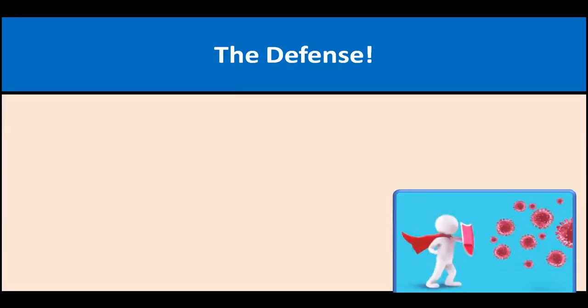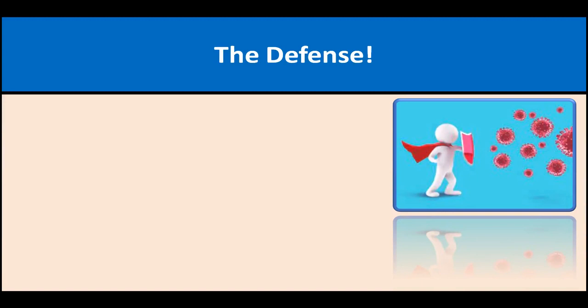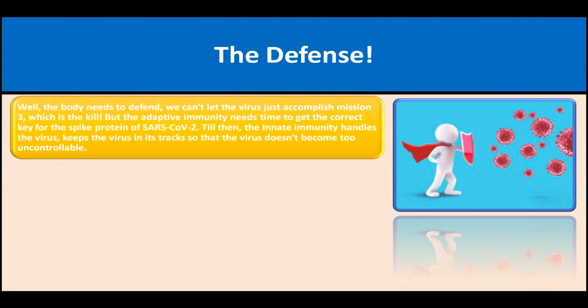The next part is the defense. Well, the body defends now, right? Well, the body needs to defend, of course. We can't just let the virus accomplish mission 3, which is the kill. But the adaptive immunity needs time to get the correct key for the spike protein of SARS-CoV-2. The key is the antibody of the lymphocytes, if you remember.